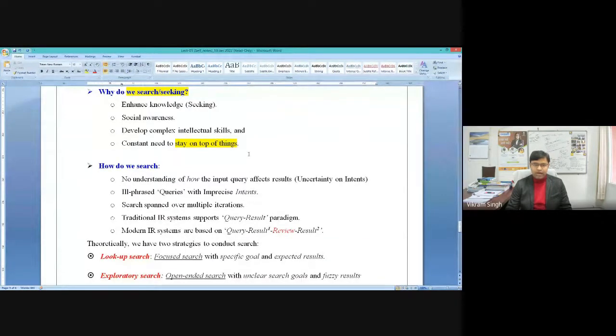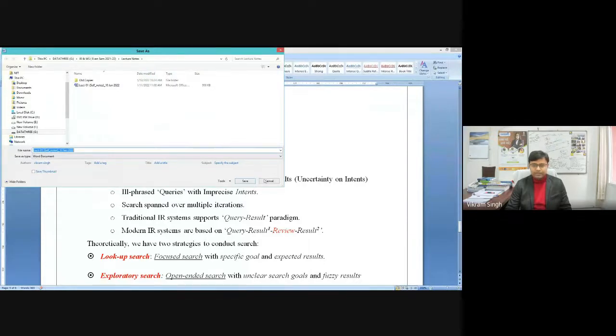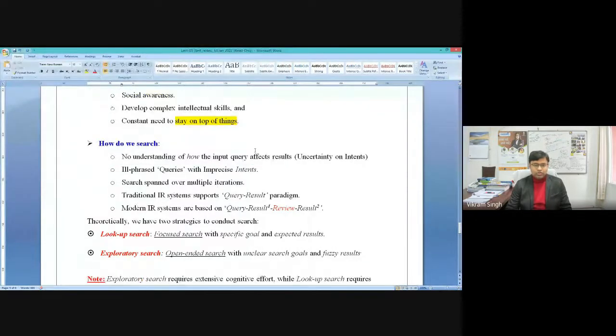Now, this is what we are looking for. This is a broad perspective. You can take or you can add more reasons here, right? So broadly, these are the four heads. Now, so how do we search?